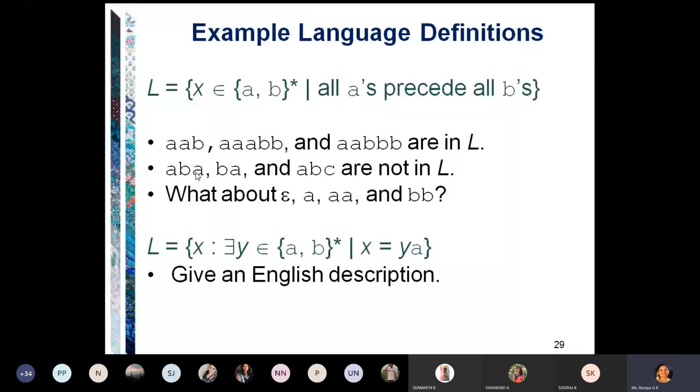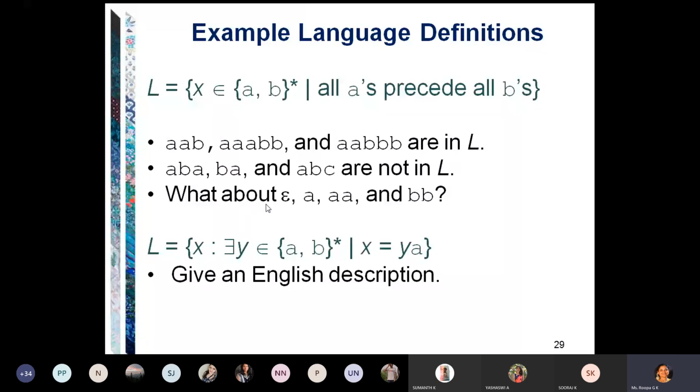Similarly, here ba. b is preceded by a? No, that is not the case. a must precede b. So this is not there. abc is not there. Why? ab is fine, a is followed by b, but one extra character c is there in the string, which is not defined. L is given by the alphabet set a and b only. Here there is the existence of c, so it is not there in L.